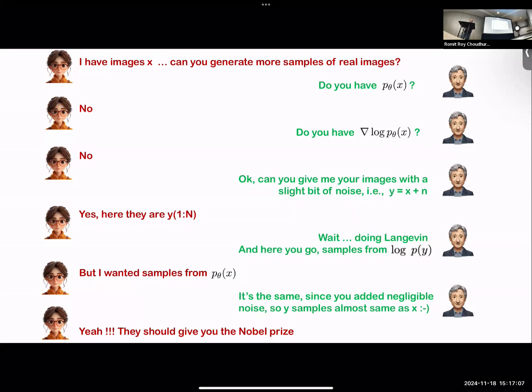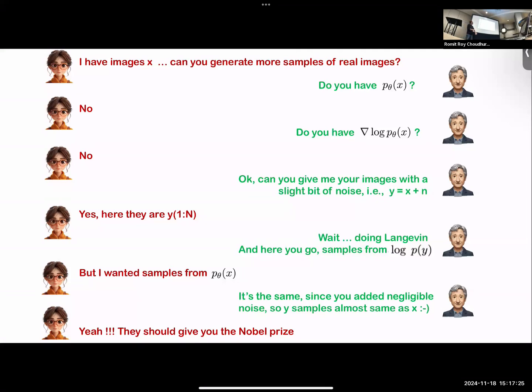If you have P theta X, what will Hinton do? Suppose I give P theta X to Hinton. He will sample from P theta X and give me images. Click, game over. I say, no, I don't have P theta X. I'm smart enough that if I had that, I would have known. I wouldn't have asked you. What can I do?